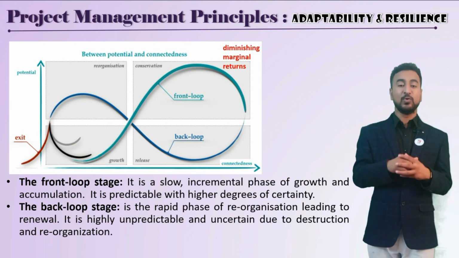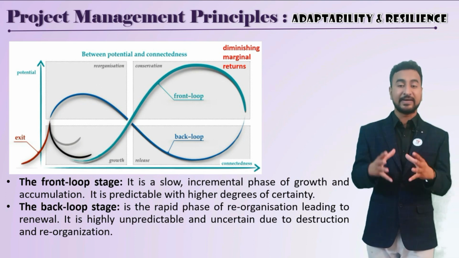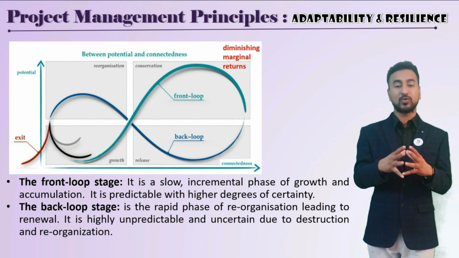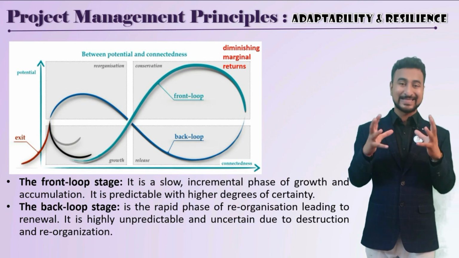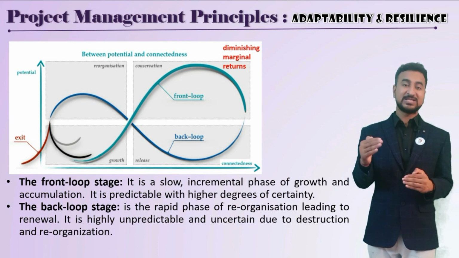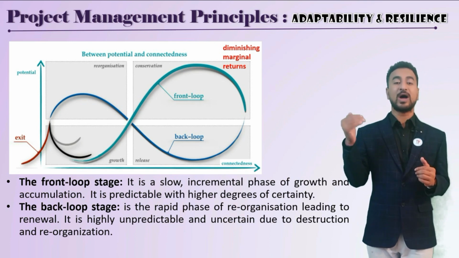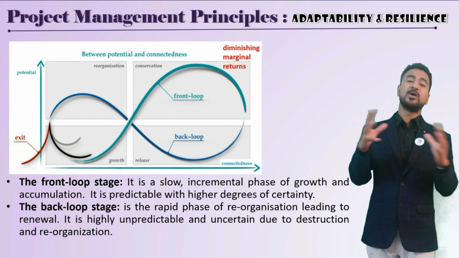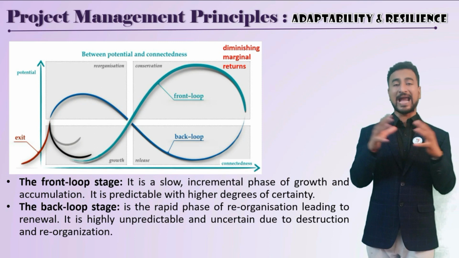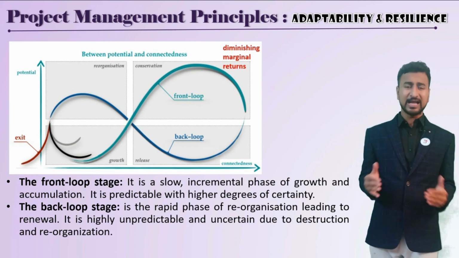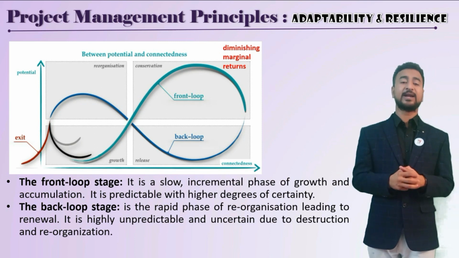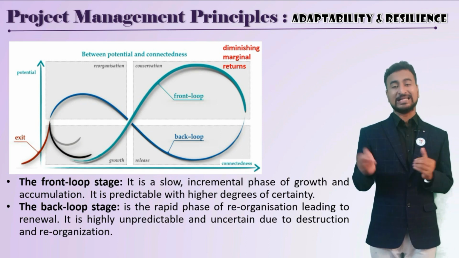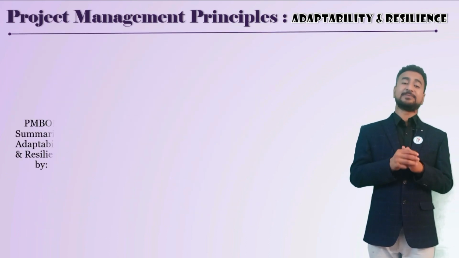But the back loop is very rapid, because it's a reorganization, and very uncertain, because if you are not able to adjust to that system or ecosystem, you simply perish. Many organizations or startup companies are not able to adjust to the dynamics of the environment, and they simply perish. So this is a good example to understand the adaptability and resilience cycle.